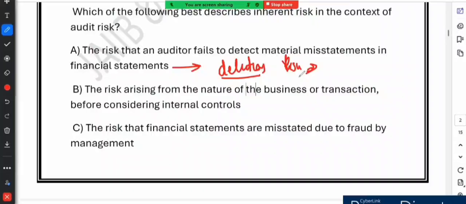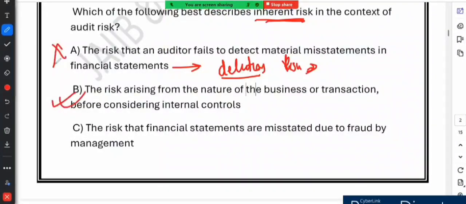If they overlook a mistake, that is detection risk, but that is not inherent risk, right? So you have to decide which is called inherent risk in the context of audit risk. Let's see option number B. For example, let me give you one example to make it more clear. Now option B, the risk arising from the nature of the business or transaction before considering internal control. Yes, this is the correct answer.